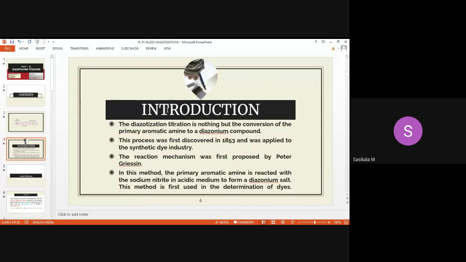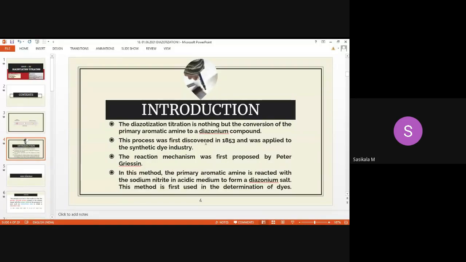So let's see the introduction. The diazotization titration is nothing but the conversion of a primary aromatic amine. Note down primary aromatic amine. Hope you know what a primary aromatic amine is. To a diazonium compound. That is NH2 amines, NH2 containing compounds. Amines with NH2 are called primary aromatic amines, whereas secondary will have NH and tertiary will have N, likewise. So NH2 group containing compounds will form a diazonium compound. That is the conversion of a primary aromatic amine to a diazonium compound, which is the basic concept behind the diazotization method.